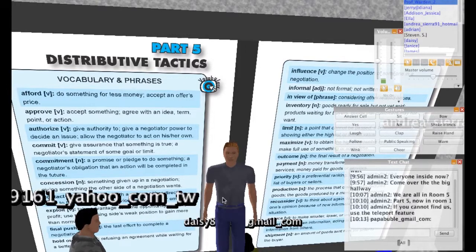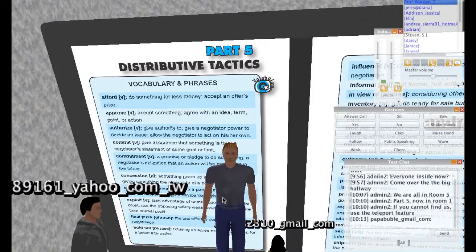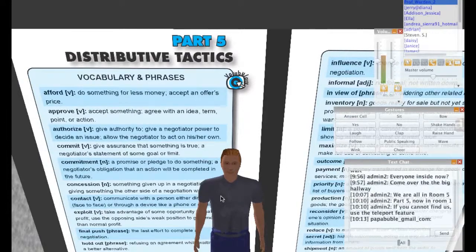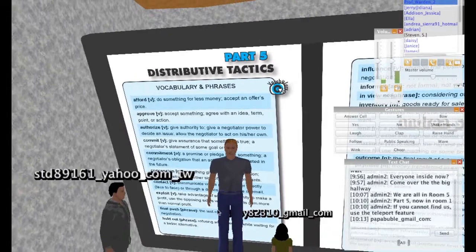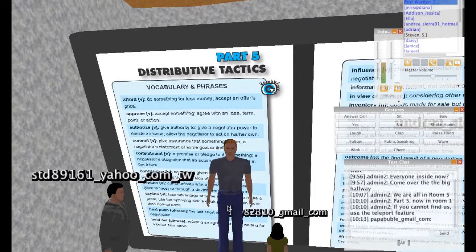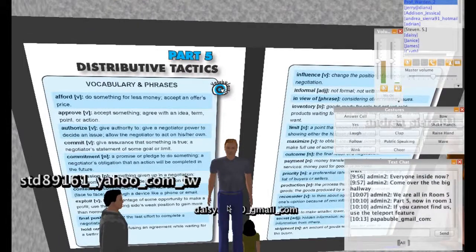Commit and commitment, meaning can you give me a commitment? Can you tell me something for sure? Concession, meaning to give in. Exploit, of course, is very important for distributive, because everything the other side gives up is something you gain. You need to exploit that, get the most out of it. The final push, or the holdout, these are two good phrases related to your negotiation. As it moves forward, you need to push it to the end. That's called the final push. And maybe one side will hold out. That means they won't give up. They won't give in. That's called holding out.